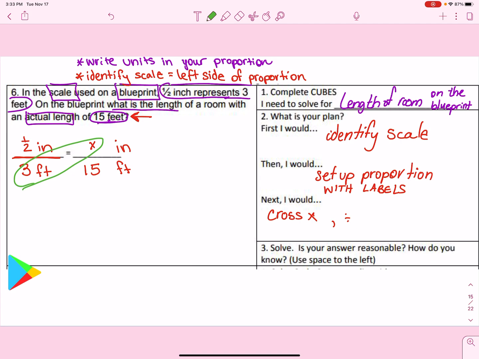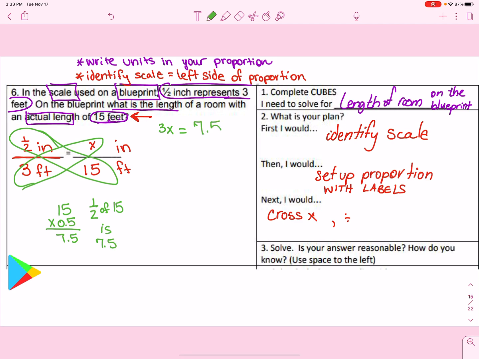3 times x equals 1/2 times 15. Lovely fractions. 1/2 times 15 means half of 15. We can even turn that into a decimal if we want and say 15 times 0.5, and we should get 7.5, but half of 15 is 7.5. So that's going to be 7.5. All right, so we've done that part.